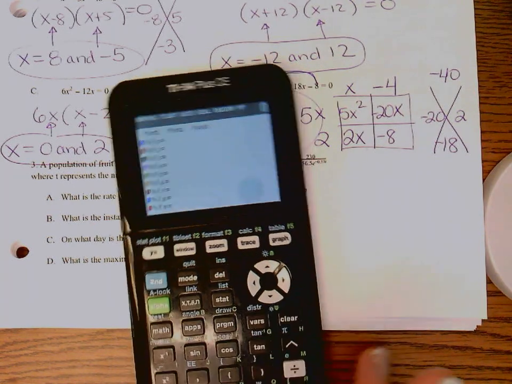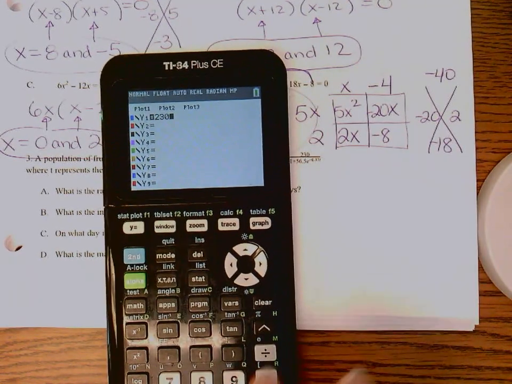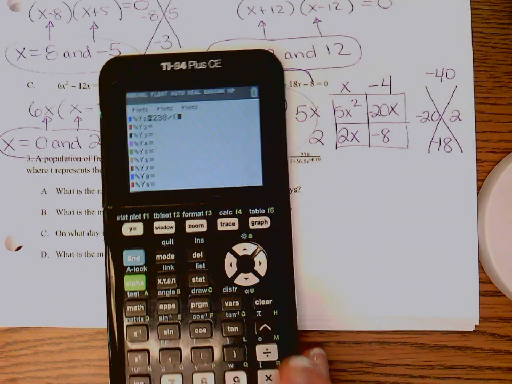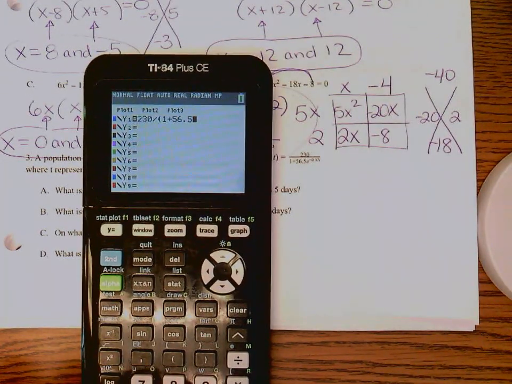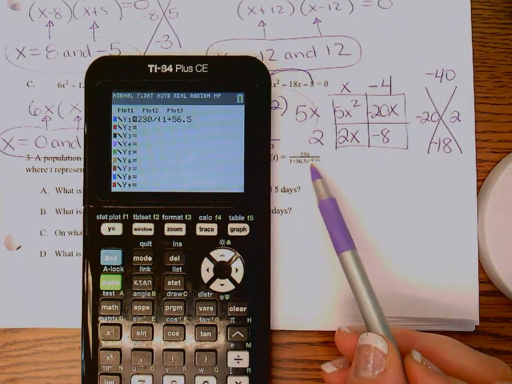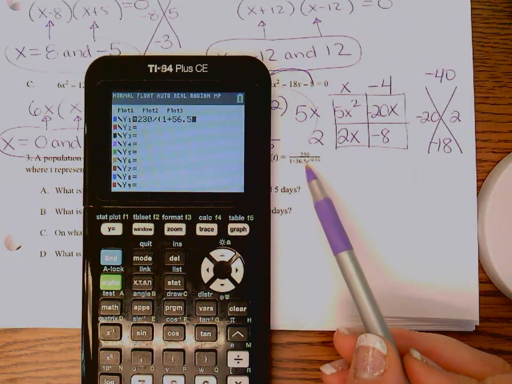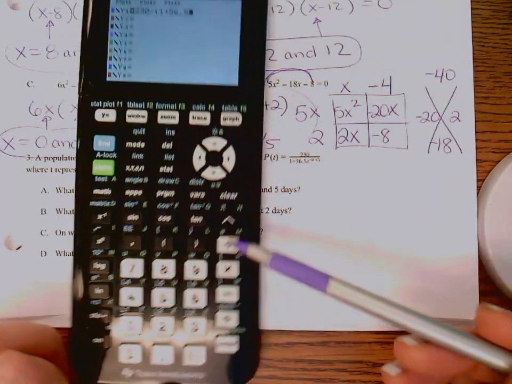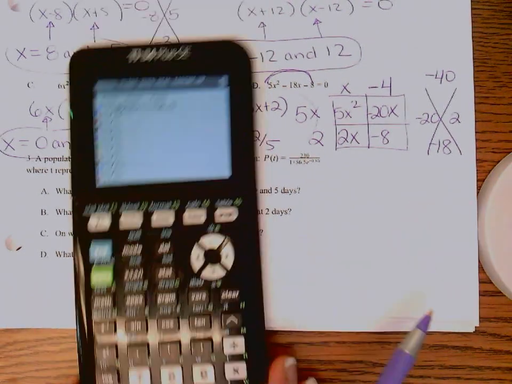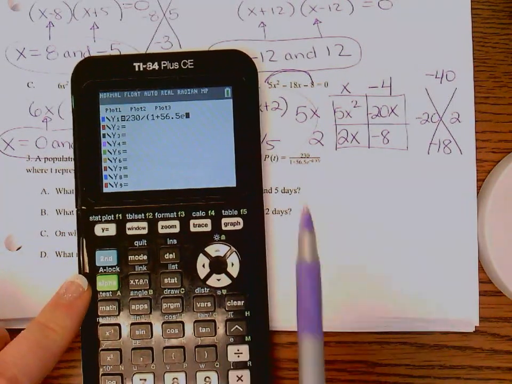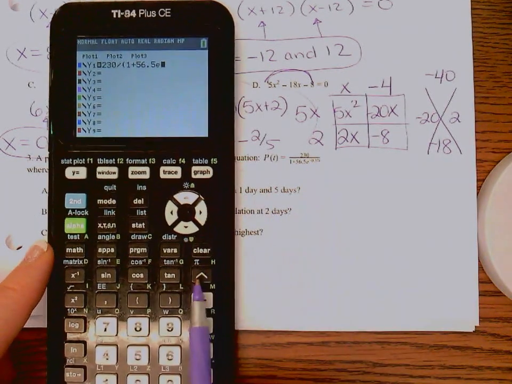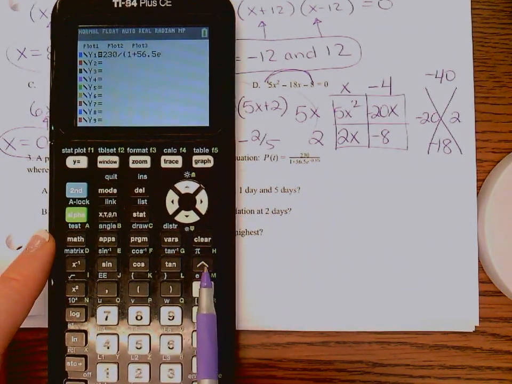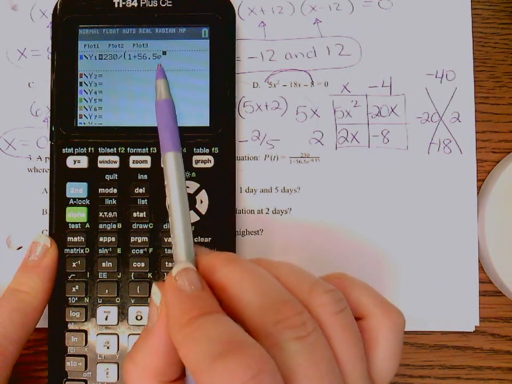So I'm going to enter in 230 divided by parentheses, 1 plus 56.5. E is a constant that you might not have seen before. We're going to look at it this year in exponential functions. It is located over the division symbol. So if you hit second division symbol, there's the E. And then to raise it to a power, you're going to use this upside down V shape. That's the exponent key. See how that gets me in the exponent?